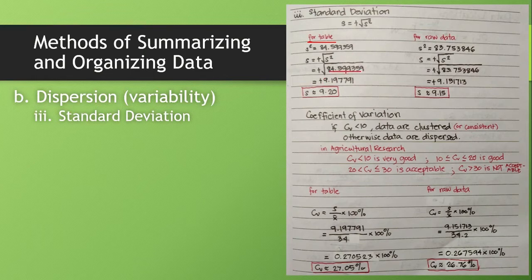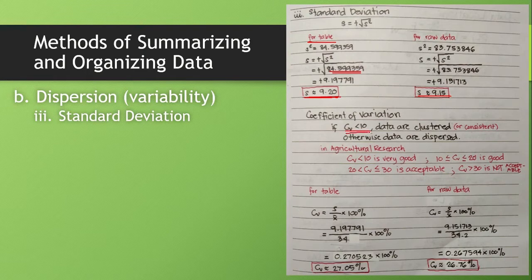As you notice, I use the exact value, not the rounded value, because there would be a rounding error when you use the rounded value. We can only round values if that will be our final answer. So for this case, we'll use 2 decimal places, and that is approximately 9.20. For the standard deviation of our ungrouped data, we'll get 9.15. So to determine how spread out it is, we'll get the coefficient of variation.